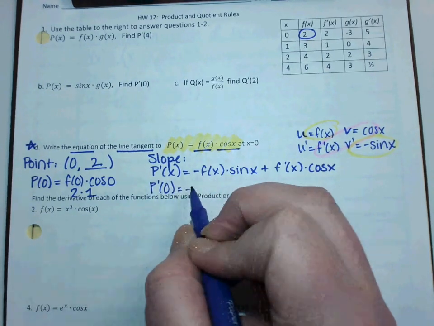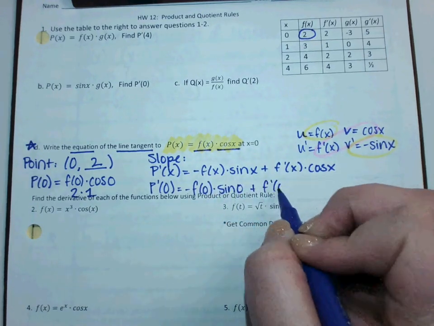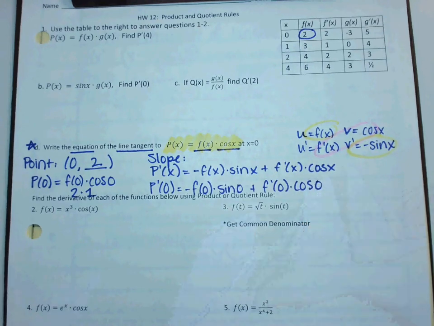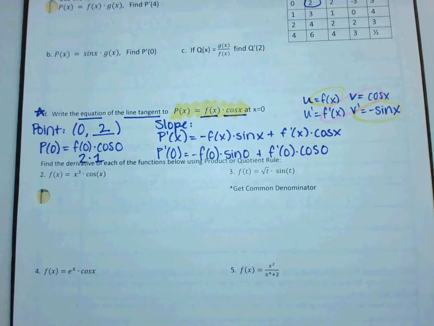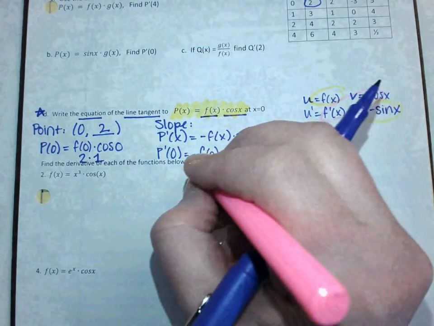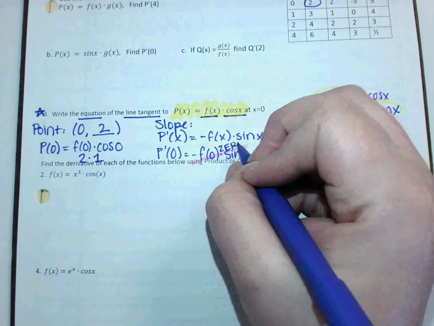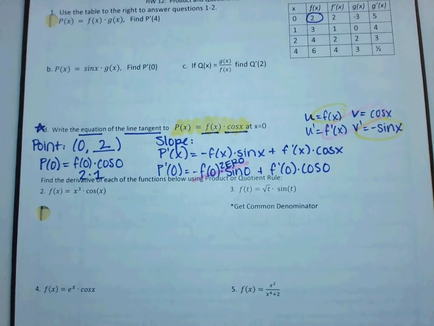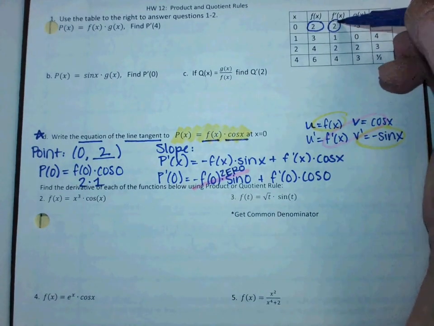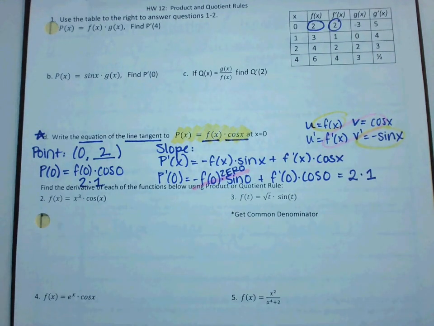So that'd be negative F of 0 times the sine of 0 plus F prime of 0 times the cosine of 0. Which of those is 0, though? Sine 0. So that means basically my whole sine 0 is going to get crossed out and just be 0. So then for my second guy, F prime of 0, I'm using the chart. F prime of 0 is 2 times cosine of 0 is 1, so my slope is 2.